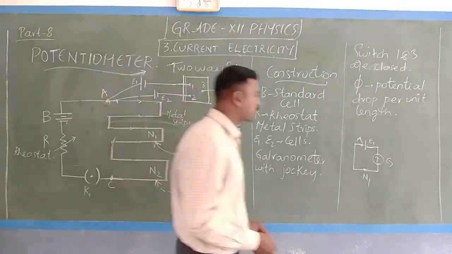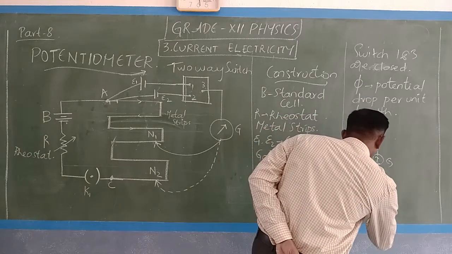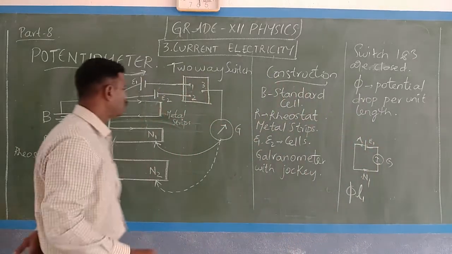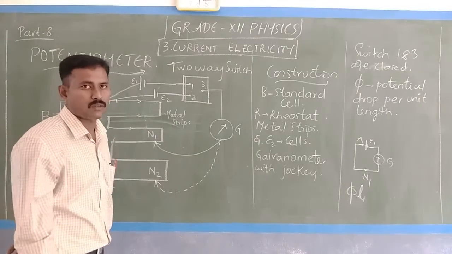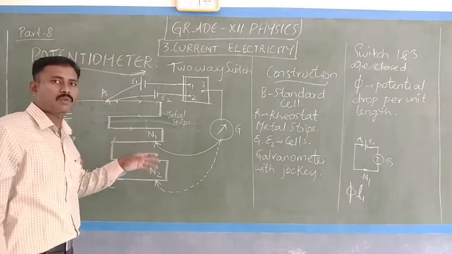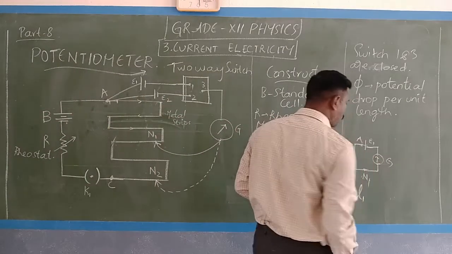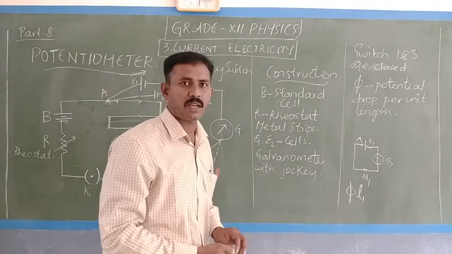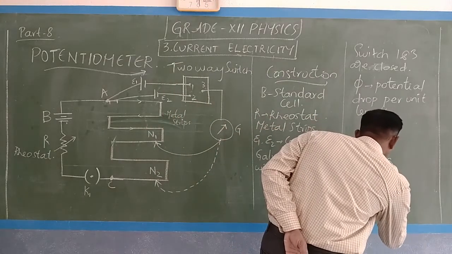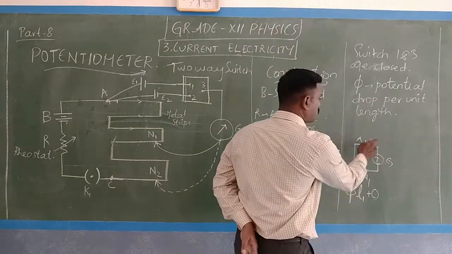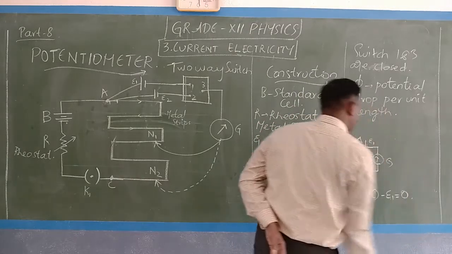Okay, how do I represent this? The potential drop is phi L1. So the length from here to here is L1. From A to N1, whatever length there is, that is L1. Then, is there any drop in the galvanometer? No. So 0. Then this E1 is negative E1 equal to 0.